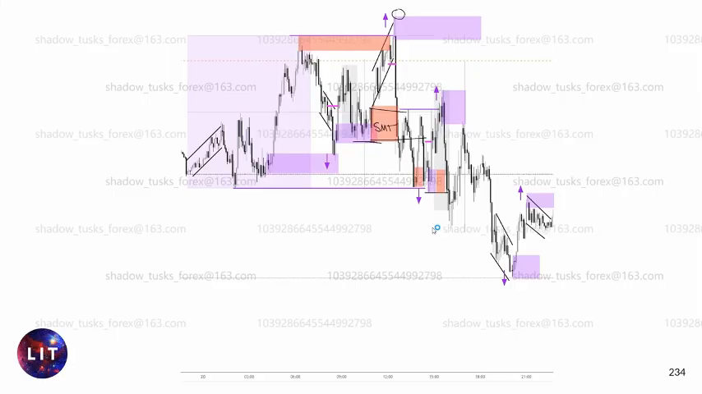And then same with this, equal lows, false reaction. Is this really a mitigation that we want to take? No. 9 out of 10 times, even more than that, 99 out of 100 times, this mitigation will not last. And then same here, we have our build up, we have our inducement low, our inducement high, sorry. So is this mitigation something that we want to take now? Probably not.